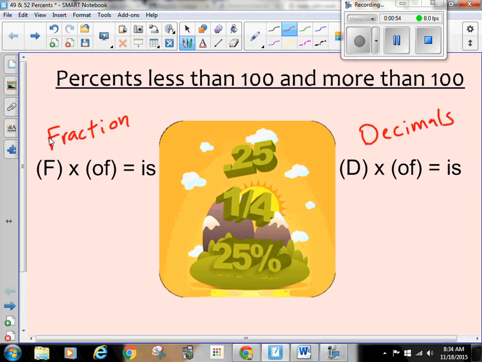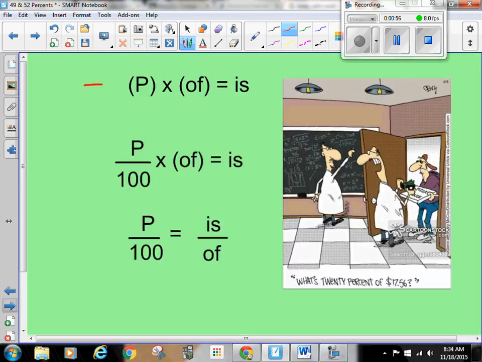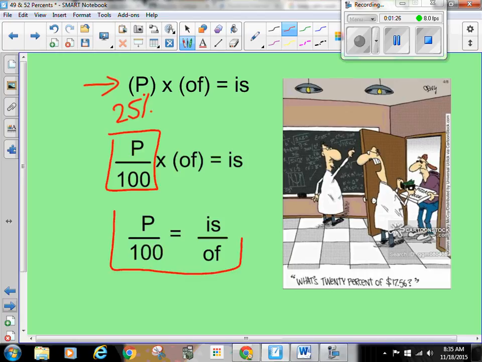So when we talk about percents, we could look here and think of percent times of equals is. But you have to remember that your percentage, such as 25%, we can't just type that into our calculator. We want to think of it as our percentage over 100. So we would write it as 25 over 100. Or the other way that you're going to see it commonly would be this. Percent over 100 equals is over of, or I might say it is over of equals percent over 100.